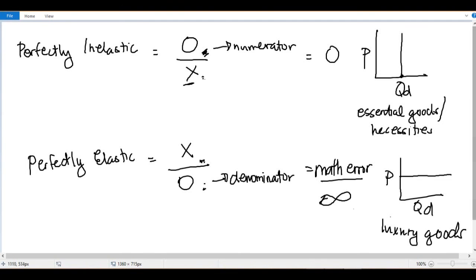So that ends the computation for elasticity. I hope every one of you understood. What I did not provide is the computation for income elasticity, but it's actually the same as computing for price elasticity. Bye-bye!